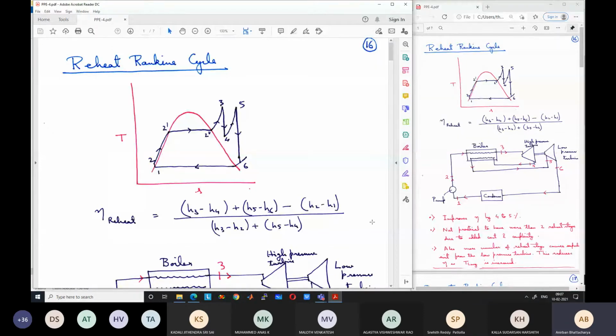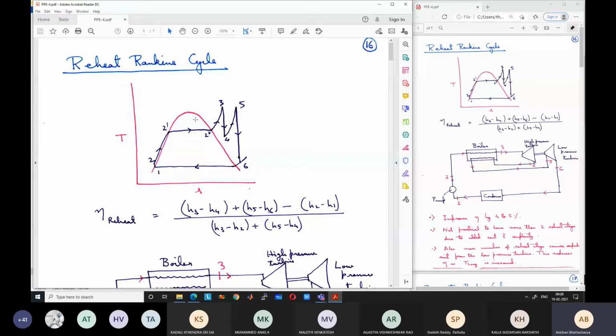We were discussing Rankine cycles, and we have seen a basic Rankine cycle and Rankine cycle with superheat in the previous class. Then we discussed the different ways to increase the efficiency of a Rankine cycle. The ways were to increase the boiler pressure, meaning increase the height of this line so that the area enclosed is increased, or to reduce the condenser pressure, or to use superheating.